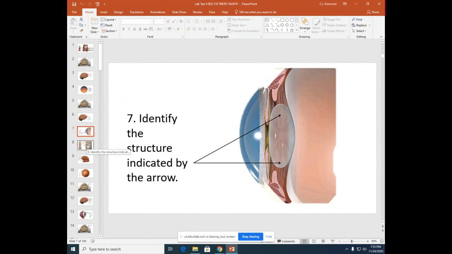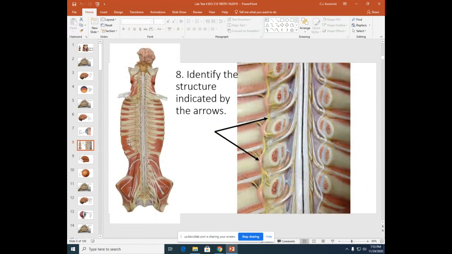I feel pretty good. Let's try one of our longitudinal cuts here, of the back. Identify the structure indicated by the arrows. Pay close attention to where those arrows are pointing. I always recommend that folks use both models at first, just to give you an idea of what you're looking at in general, and then you can see the zoomed-in version here. So what are we looking at here?